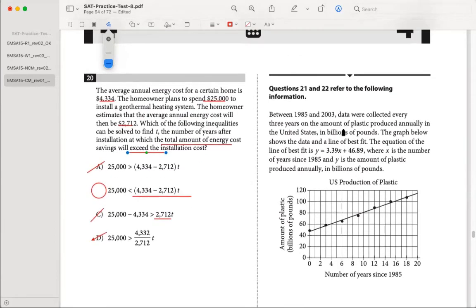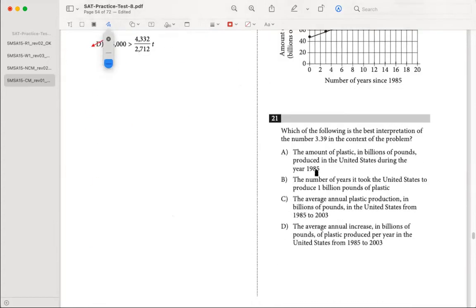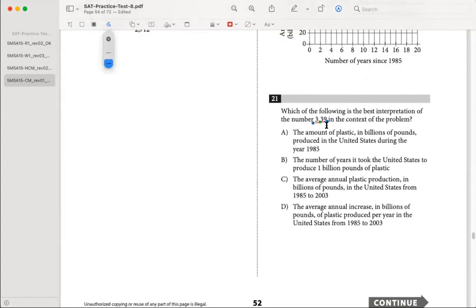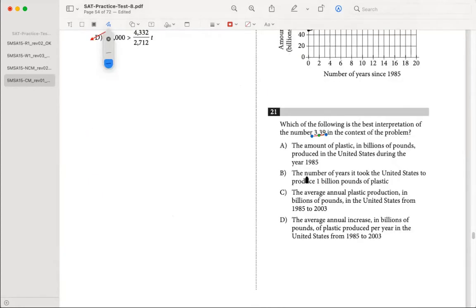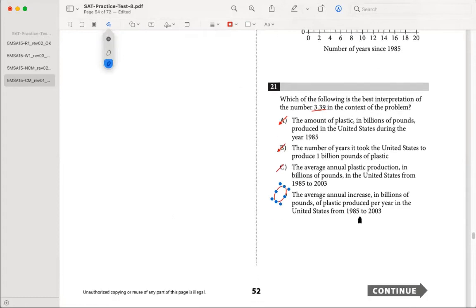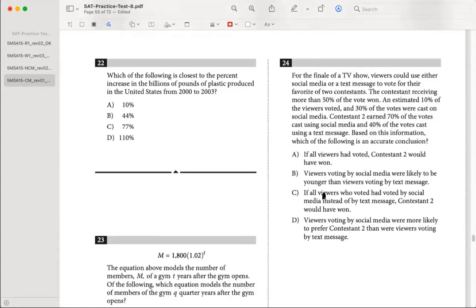21. 39. So that's pretty much the slope. So average amount of plastic. Okay. It's pretty easy. Just got to identify that that's a slope.